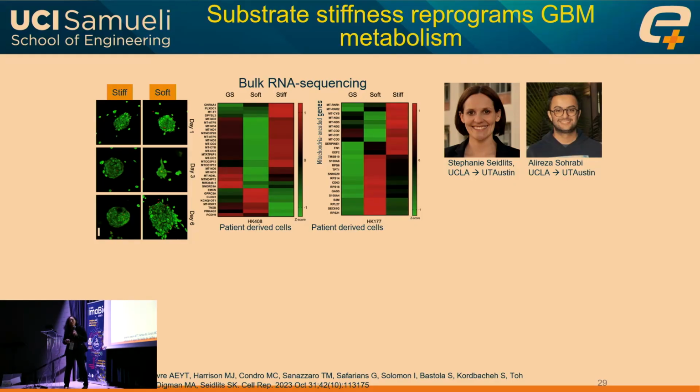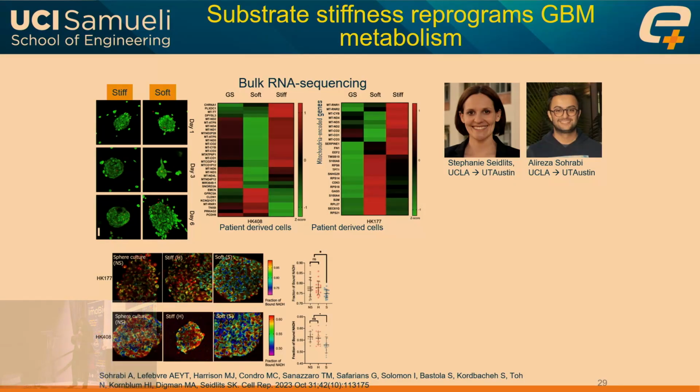So that was a little disappointing because we thought that, oh, the cells that are in the soft material would be more oxphos, but actually they're not. They have the opposite of what we expected.